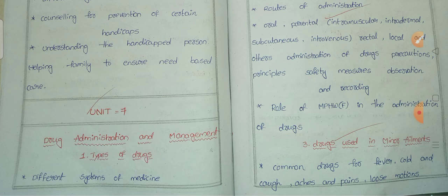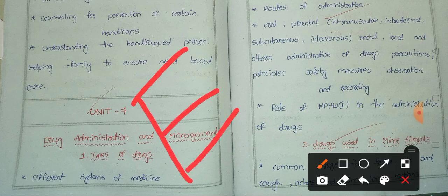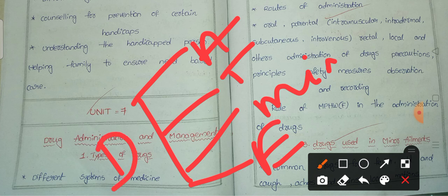In drug administration management, there will be four partitions: administration, types of drugs, minor tablets given for minor injuries, and emergency drugs. D for drug administration: A for the administration of drugs, T for the types of drugs, M for the minor treatment for minor injuries, and E for the emergency drugs. Let us see the four partitions in drug administration management.